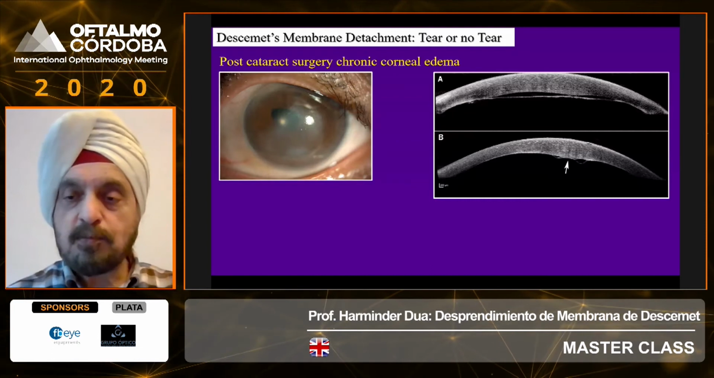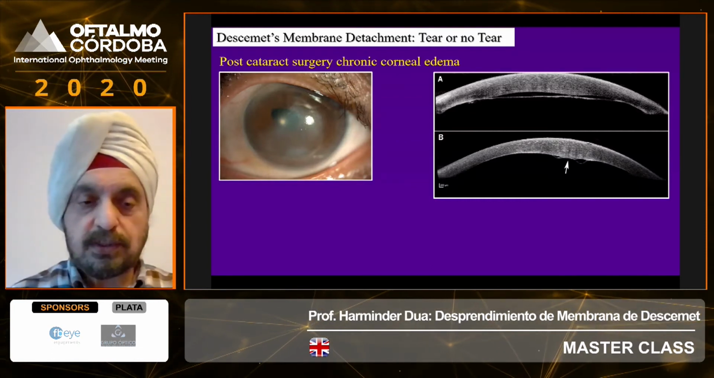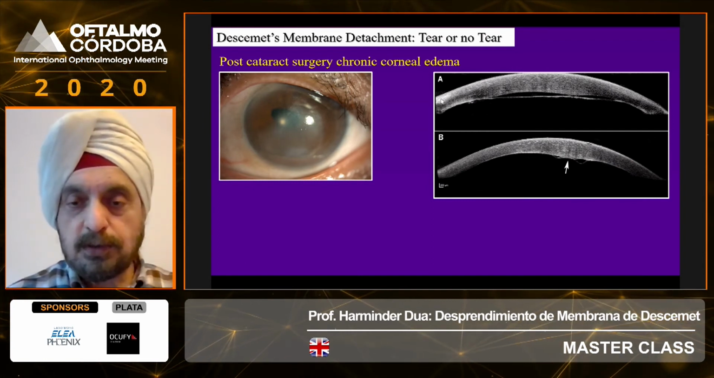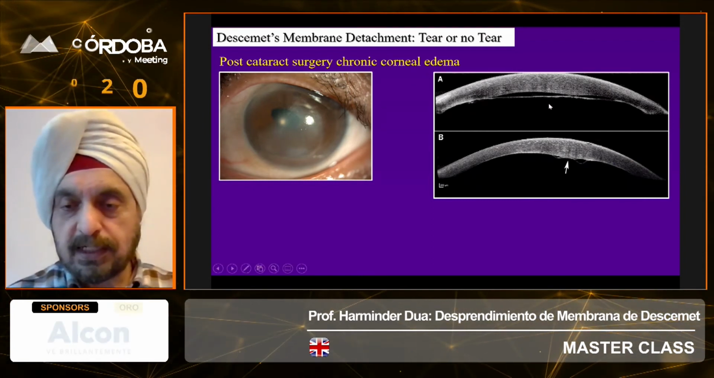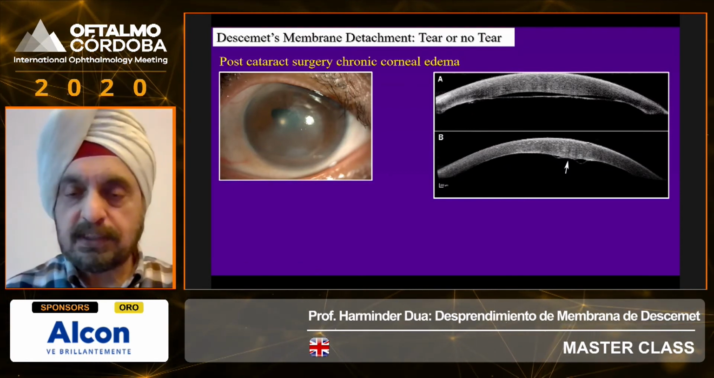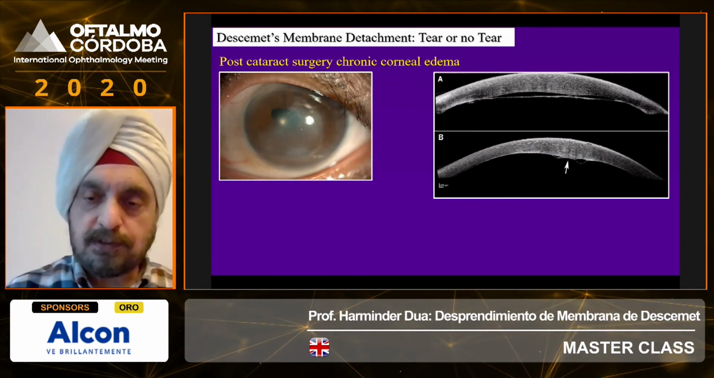And here's another example which is quite interesting. This patient had cataract surgery, chronic edema, not settling. OCT was done. They found Descemet's membrane detachment. They tried to put air to get it back. It didn't work. They put SF6. It didn't work. Then the patient was referred to me.